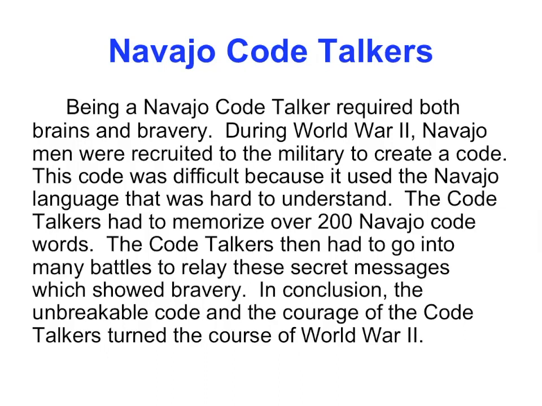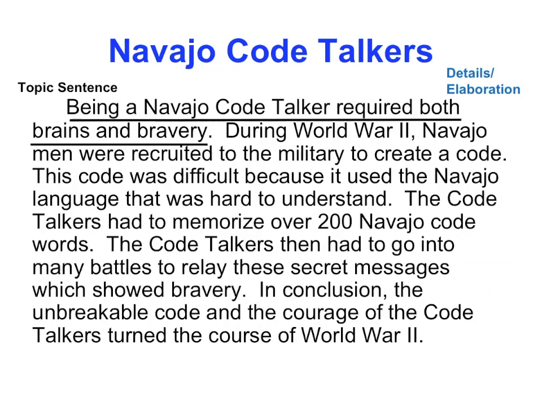Now, let's look back at some of those key components of writing. One of the first things we know we want is that, yep, you got it, the topic sentence. I chose being a Navajo code talker required both brains and bravery. Here I used two words to describe the information that I found, brains and bravery. I supported those two points with key details from the text and then elaborated on those key points to create more elaborated thoughts in complete sentences. Some of those key points were that they had to create a code, that they had to use the Navajo language, it was hard to understand, and even that they had to memorize over 200 Navajo code words.